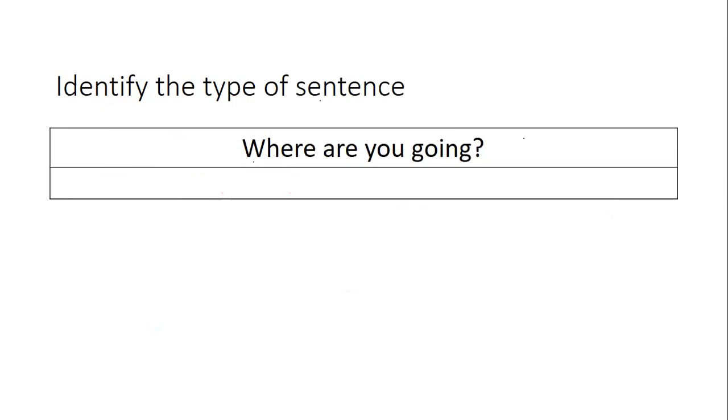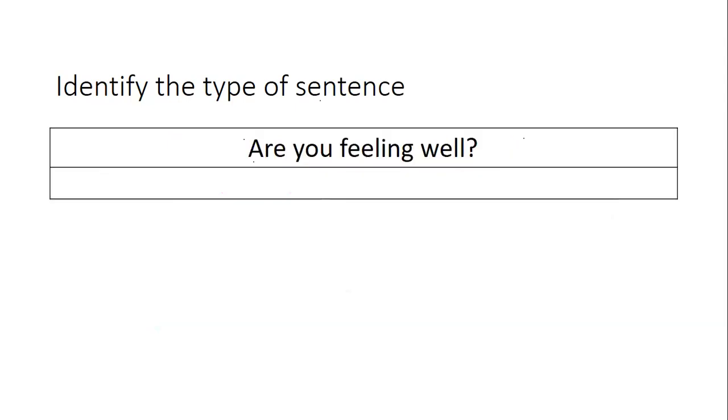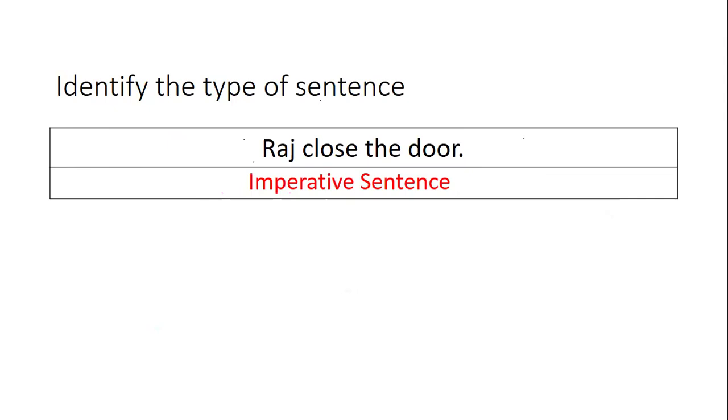Where are you going? Interrogation is done. A question is asked. Interrogative sentence. He is not a professional athlete. Negative sentence. Not. Are you feeling well? Interrogation is done. A question is asked. Interrogative sentence. An order is given. A command is given. So it is an imperative sentence.